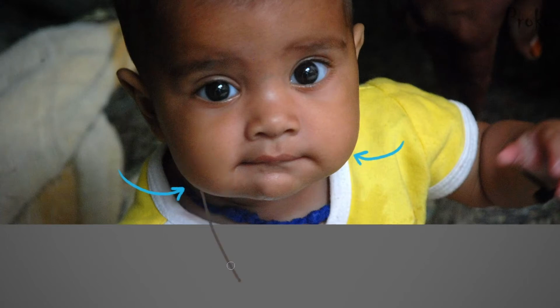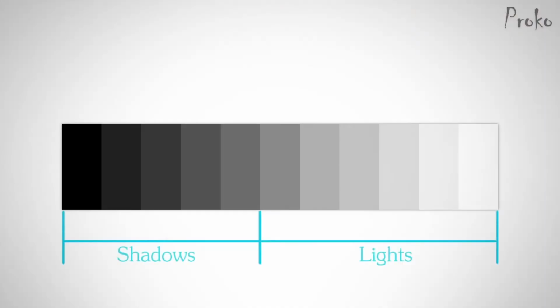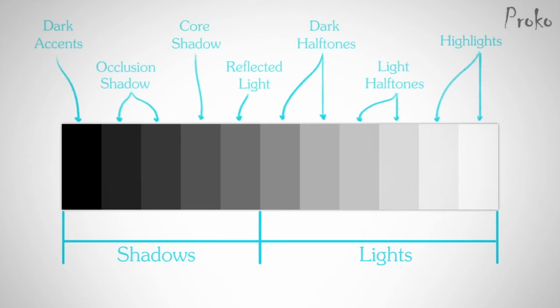Sample this color, extend it out so you can see it's the same color, then do the same with this side. So, if it's in the shadow family, it should be darker than anything in the light family. Organize your values and use them correctly in your drawing.